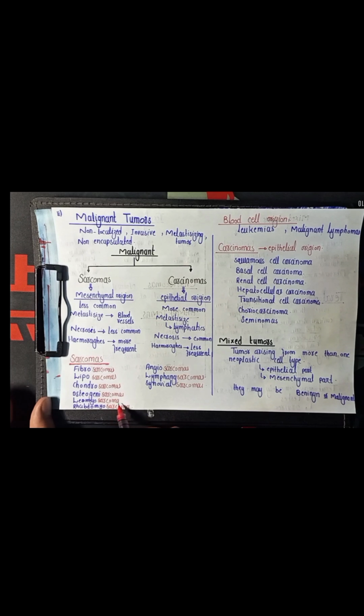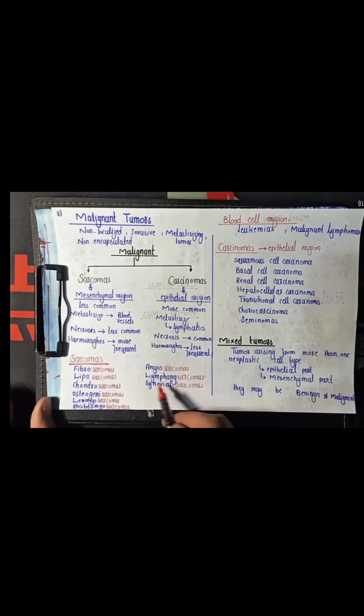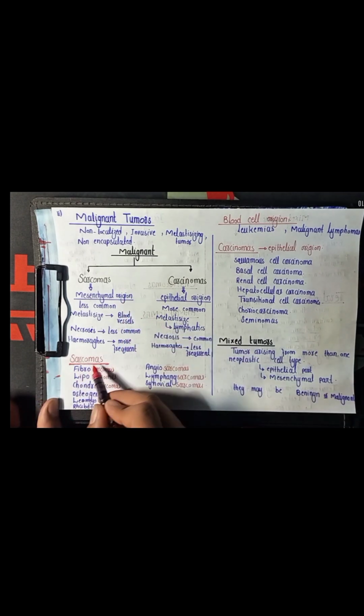Leiomyosarcomas are the malignant mesenchymal tumors of the smooth muscle cells, and the rhabdomyosarcoma arises from the skeletal muscle cells. Angiosarcoma arises from the blood vessels. Lymphangiosarcomas arise from lymphatic vessels, and the synovial sarcomas arise from the synovial membranes. So for all of these tumors that are mesenchymal in origin, we add the suffix sarcoma.